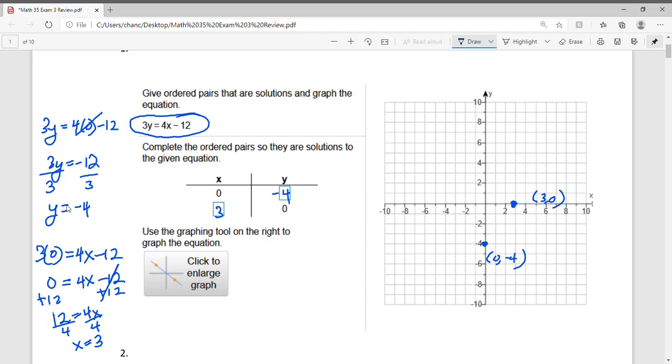Now we could plot more points if you want to, but this is good enough for us. We can just plot a line on the graph, and this is our solution. We have a line that has a y-intercept of (0, -4) and an x-intercept of (3, 0).